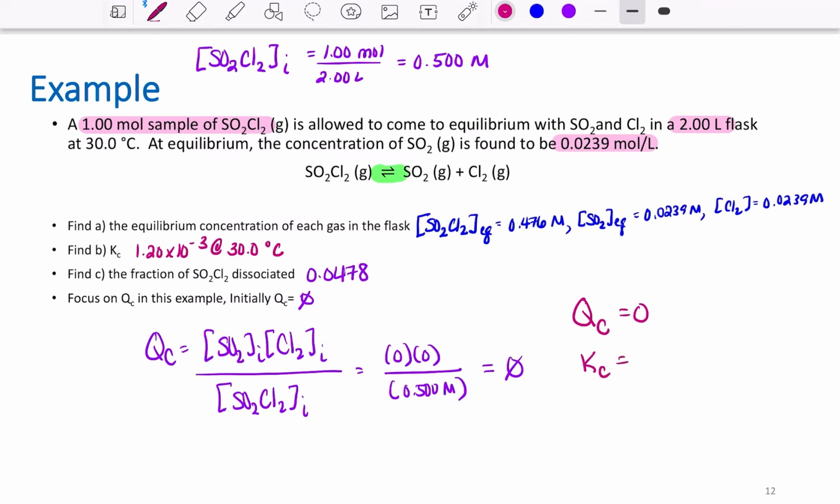My Kc for this reaction is 1.20 times 10 to the minus third. It's small, but it's bigger than 0. Qc was less than Kc. So it tells me, yes, the reaction will proceed in the forward direction.